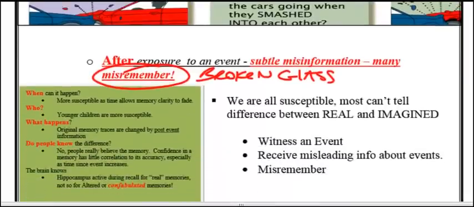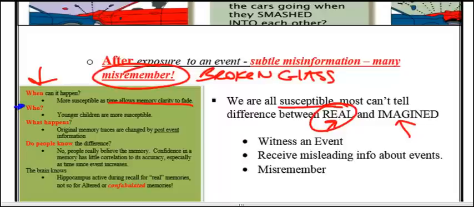Now, when can misinformation effect happen? Well, we're all susceptible to it, and most of us can't tell the difference if an event that we remember is actually real or imagined, even though most of us think it's pretty real. It can happen especially as time allows the memory to fade. So the longer the time goes by, the more likely misinformation effect is to occur.